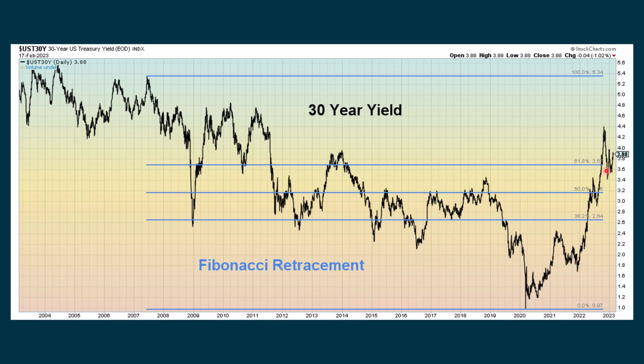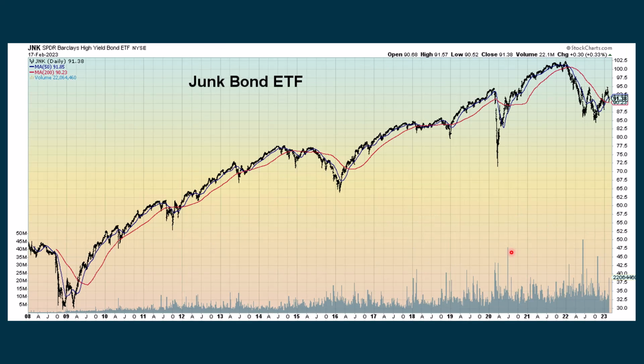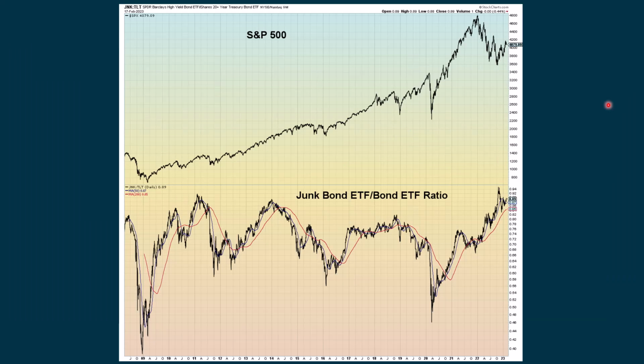Here's the 30-year yield at 3.88%, starting to go back up. The S&P 500 to the 10-year Treasury yield shows how interest rates have gone up a lot faster than the S&P. So the S&P is underperforming. Junk bonds, which tend to mirror more what's happening in the stock market, these are riskier bonds that also can give you a better return, and folks like to get into them when they're not really getting any kind of return from Treasury bonds. We saw a recent golden cross, but also weakness.